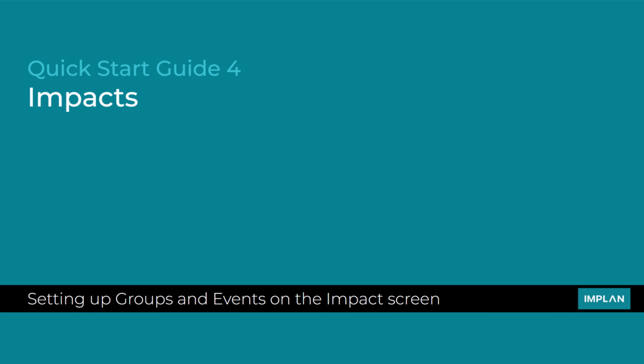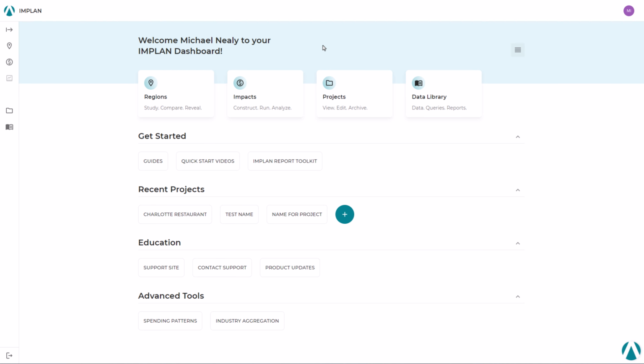Welcome to the IMPLAN Quick Start Guide 4, where we will walk through setting up groups and events on the impact screen. From the IMPLAN dashboard, users can navigate to the impact screen by selecting the impacts tile or by selecting the impacts icon from the vertical navigation. Users can also navigate to the impact screen from the region screen.